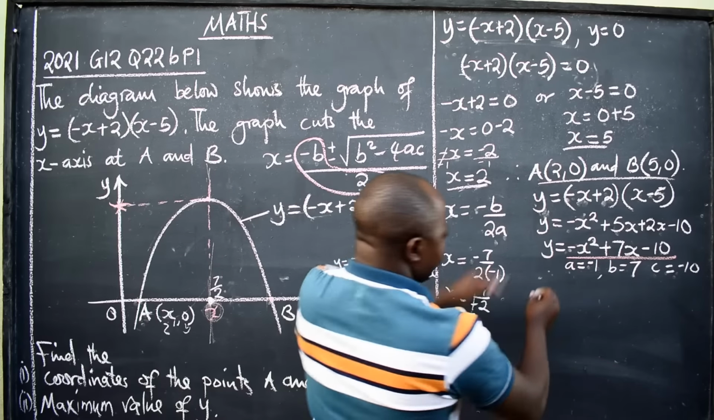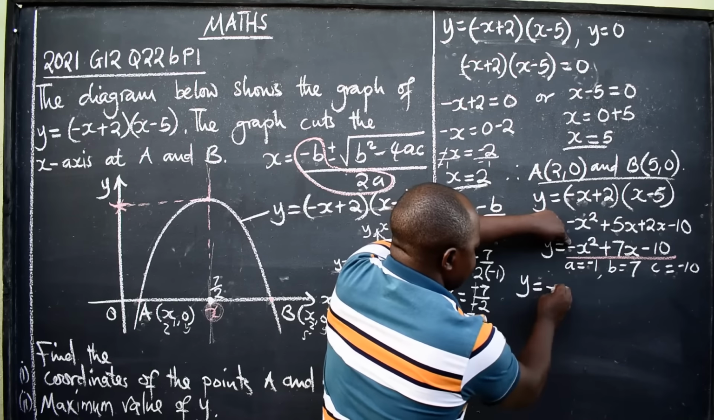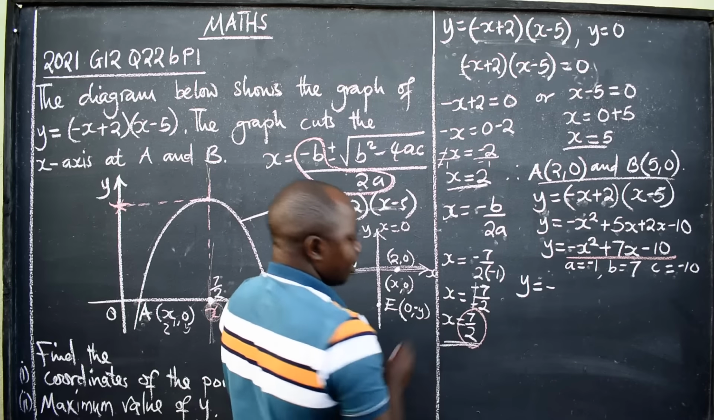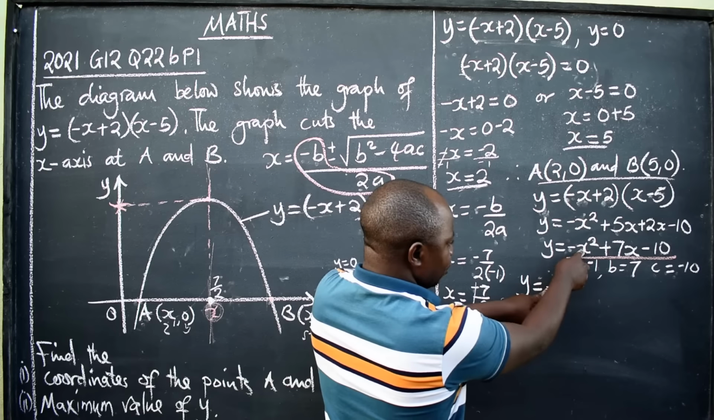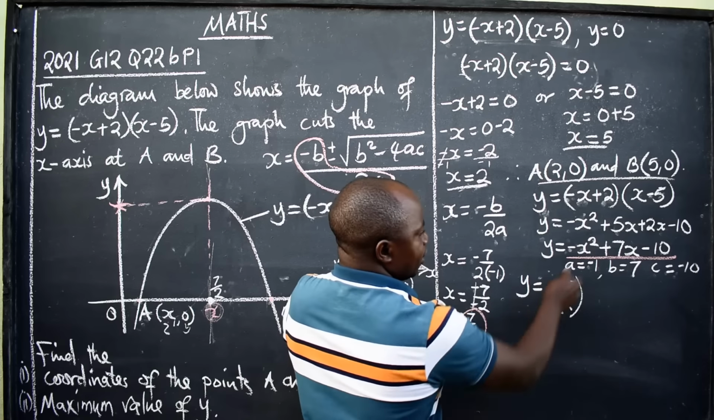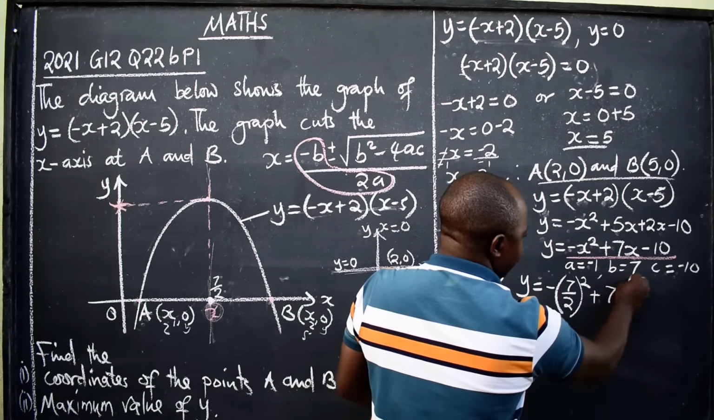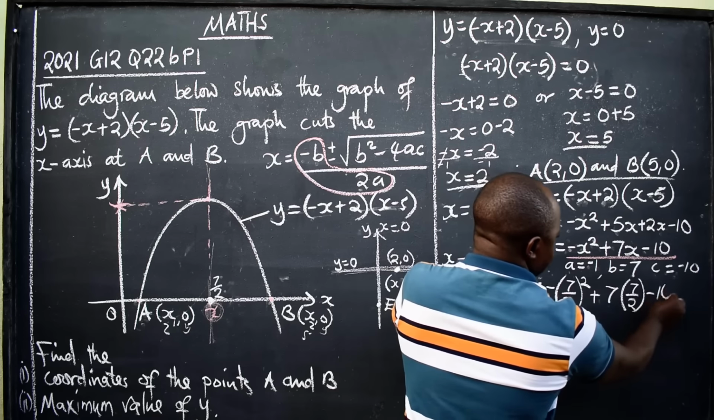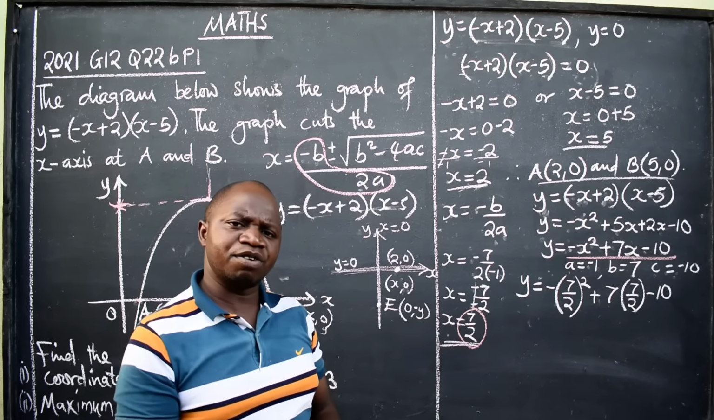I will be able to say y will be equal to negative, what is my x? It is this number that I'm substituting in this one here. So y is equal to negative, when you are substituting, put in brackets, 7 over 2, like this. There's a square, plus 7, again x, the same value, 7 over 2, minus 10. I see that. Then we simplify and find the value of y.